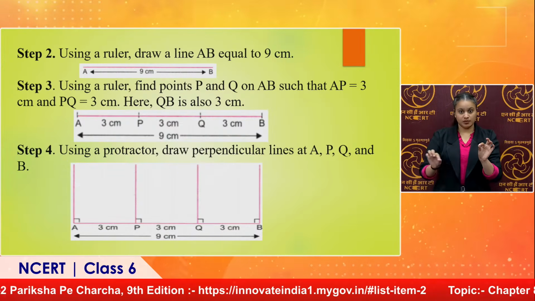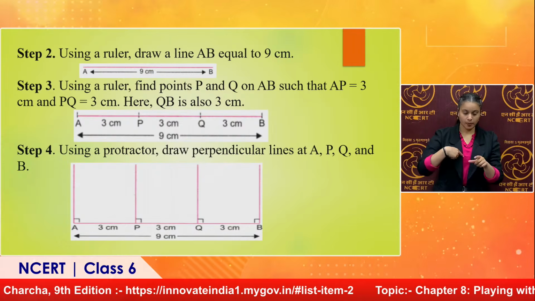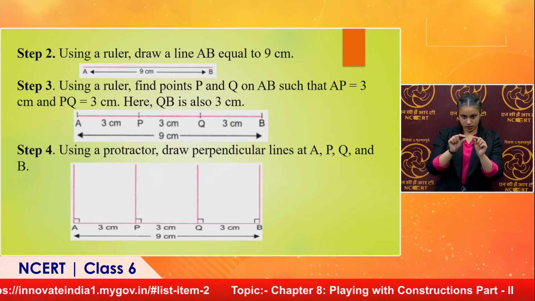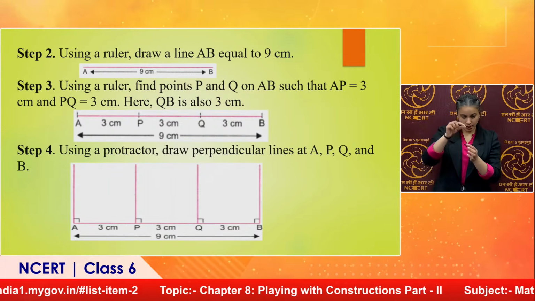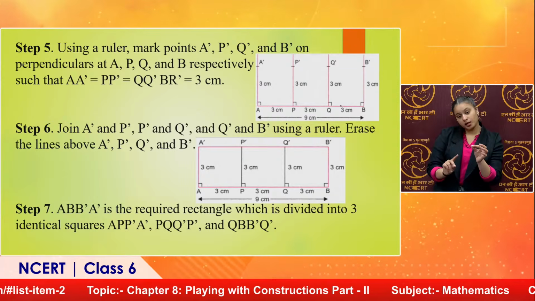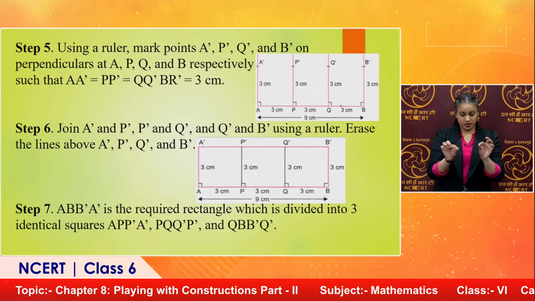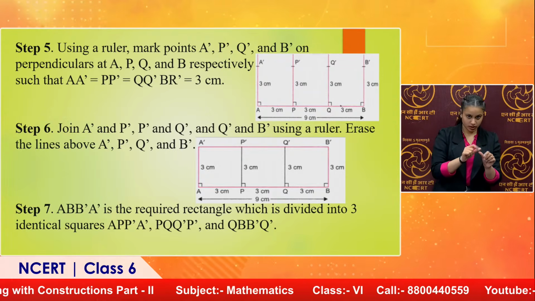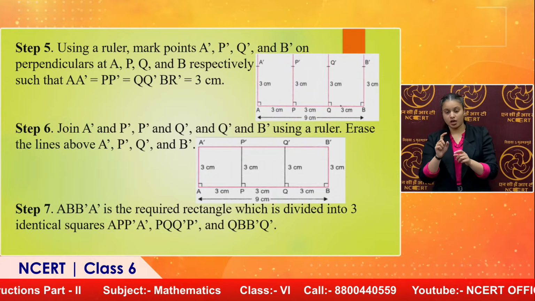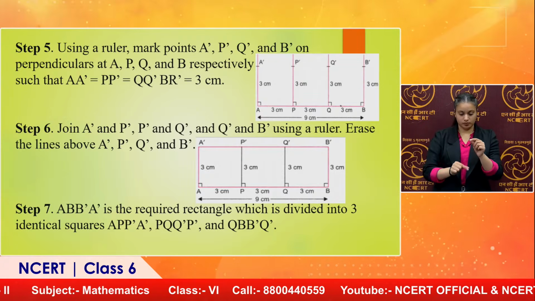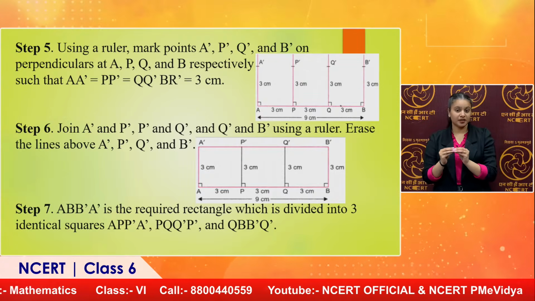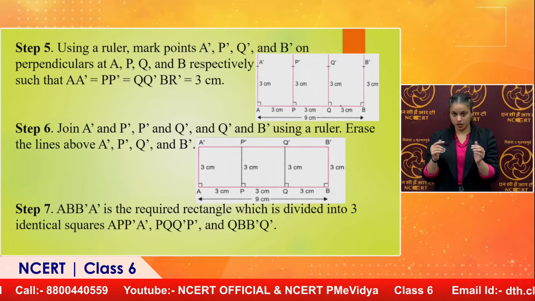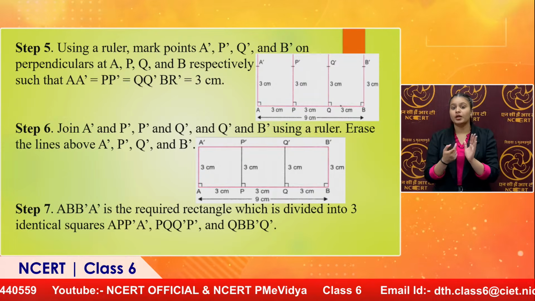Using a protractor, draw perpendicular lines at A, P, Q and B. Can you see the perpendicular lines? On these perpendicular lines, we will again construct a length of 3 centimeters, children. Using a ruler, mark points A dash, P dash, Q dash and B dash on the perpendiculars at A, P, Q and B such that AA dash is equal to PP dash is equal to QQ dash and BB dash is equal to 3 centimeters.